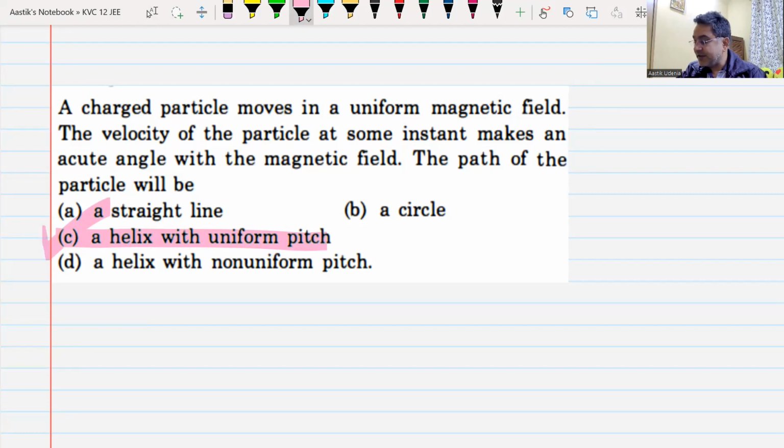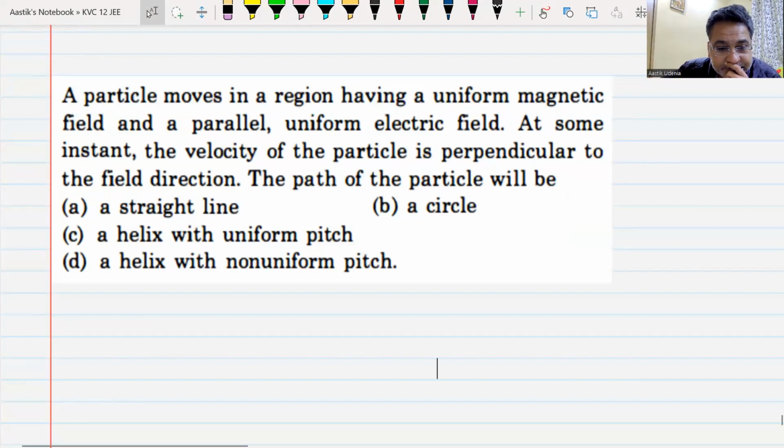This is question number 9 from the same book, same page. Next question. A particle moves in a region which has a uniform magnetic field and a parallel uniform electric field. So the electric field and magnetic field are parallel. At some instant, the velocity of the particle is perpendicular to the field direction. What is the path of the particle?